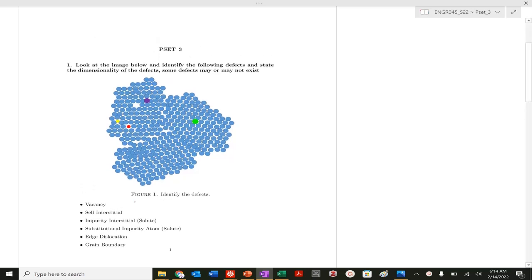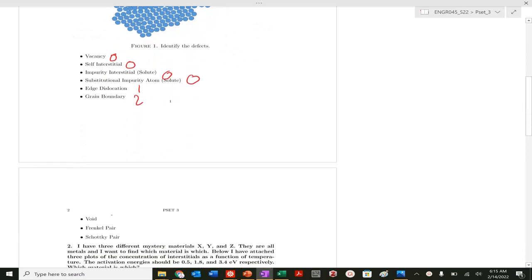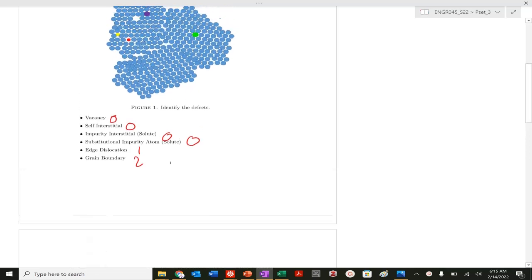So let's just look at a couple of these defects. Let's take the dimensionality. So vacancy 0D, interstitial 0D, or self-interstitial, impurity interstitial, all these are 0D. This is 1D, this is 2D. A void would be a 3D, and this would be a 0D defect. Now, Frenkel pairs and Schottky pairs must occur when I have an ionic crystal.